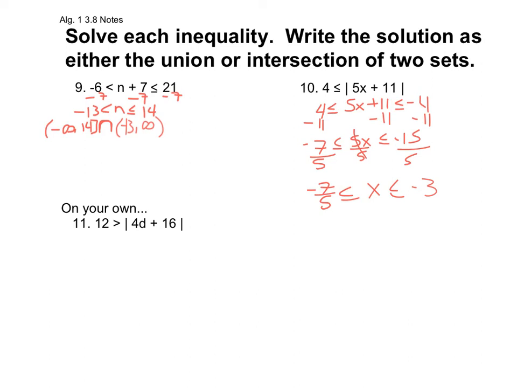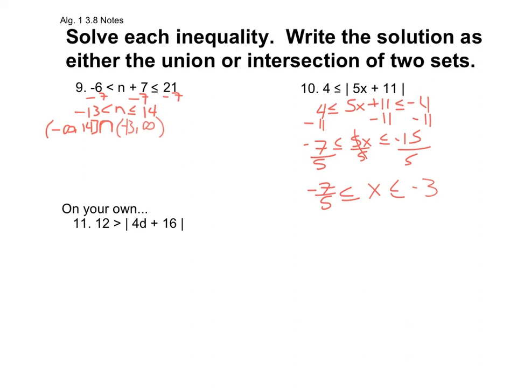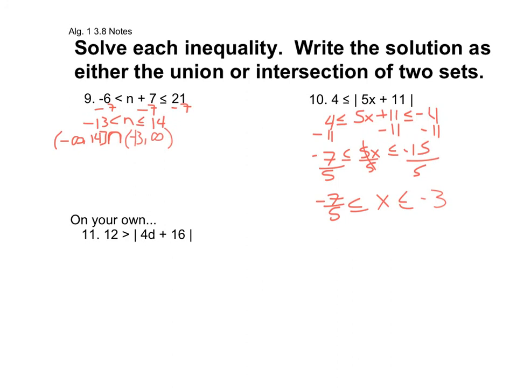So what I'm going to do is rewrite this. So I've got x less than or equal to negative 3 or negative 7 over 5 less than or equal to x. And if I was to think about this graphically, I would have a filled in solid circle right there at negative 3, and x would be everything less than. And then I would have a filled in solid circle at negative 7 over 5, and x would be everything greater than that. So that's what my graph would look like.